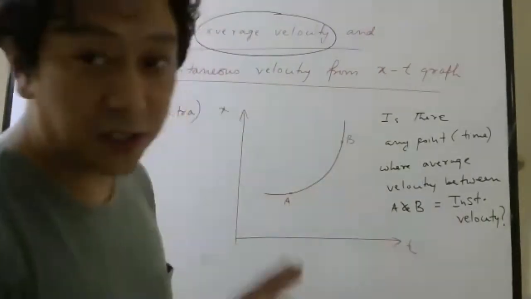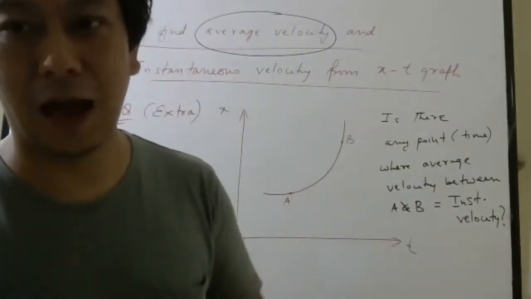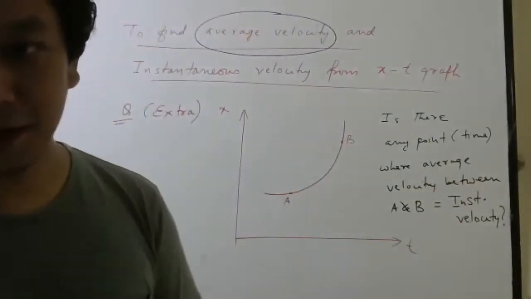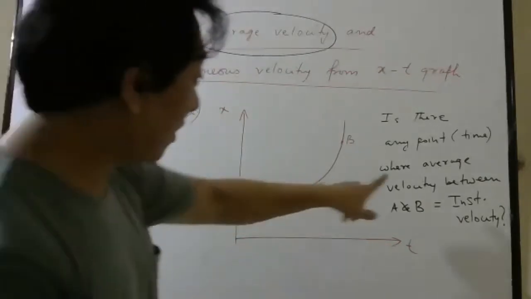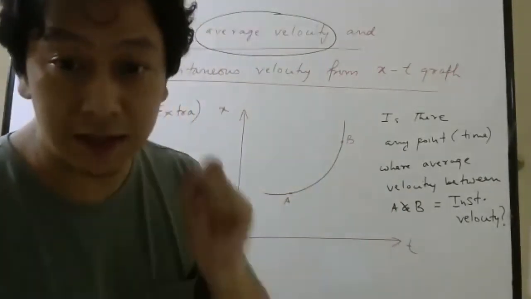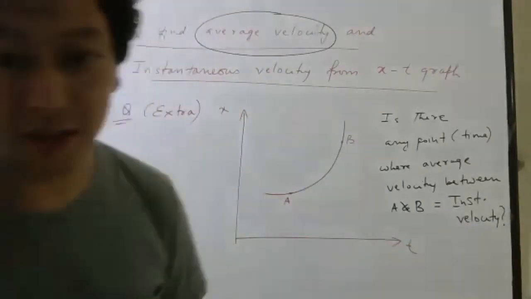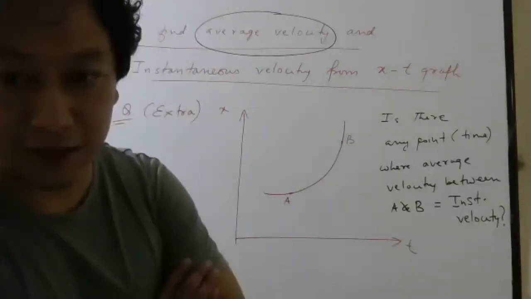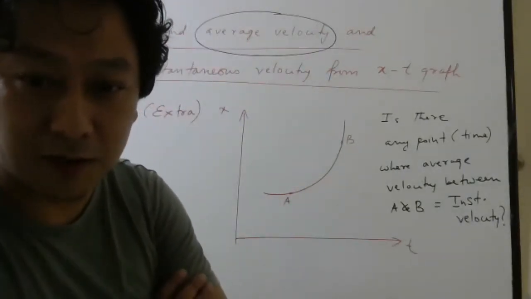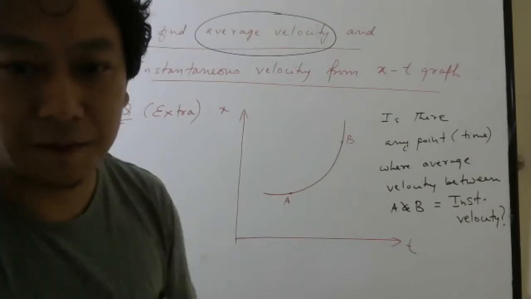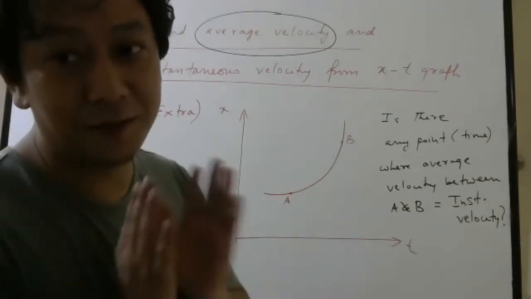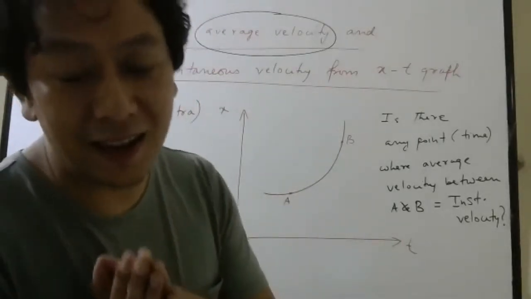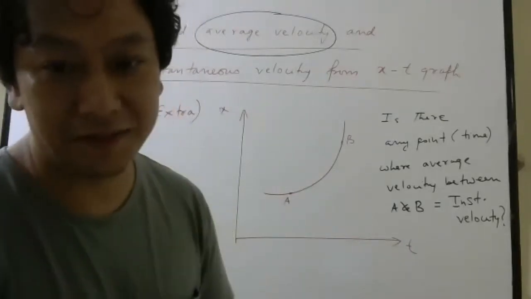Is there any point? First part is a yes or no question. Either you have to say yes or you have to say no. Is there any point in the graph where I can say the average velocity between A and B is the same as the instantaneous velocity? Okay, some are saying no. Some are saying yes. Sujan, I saw no also, yes also. Remember how to find, just now, 5 minutes back I told you how to find average velocity and instantaneous velocity in a graph.